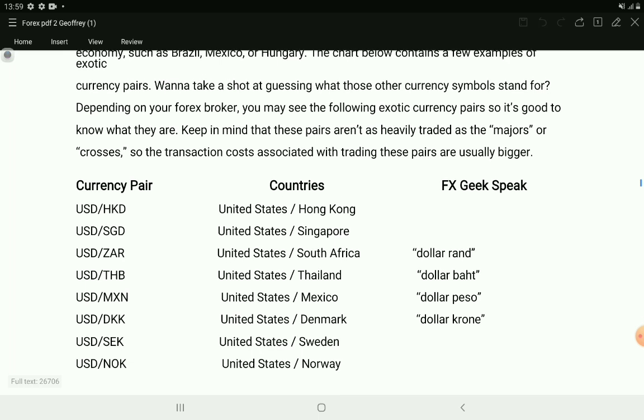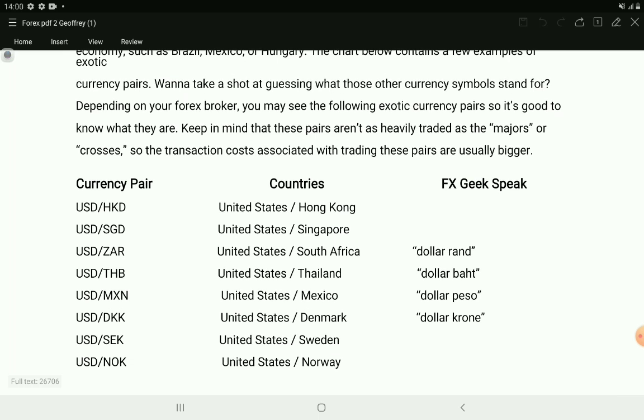Then if you have the South African rand paired with the dollar, that is USD rand, all of those are exotic currency pairs. But now let's check some examples here. When you see the currency pairs here, you see USD HKD, that is United States dollar paired with Hong Kong dollar. You see USD SGD, that is United States dollar paired with the Singapore dollar. You see USD ZAR, that is United States dollar paired with South African rand. Then you see USD THB, that is US dollar paired with the Thailand currency.